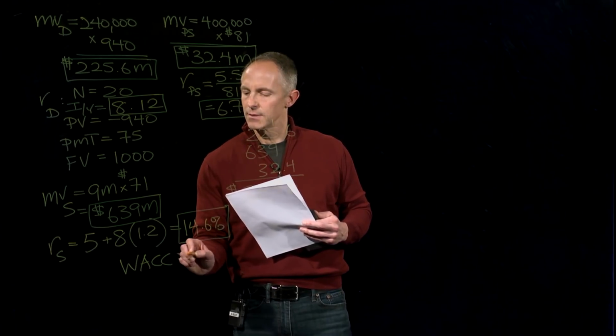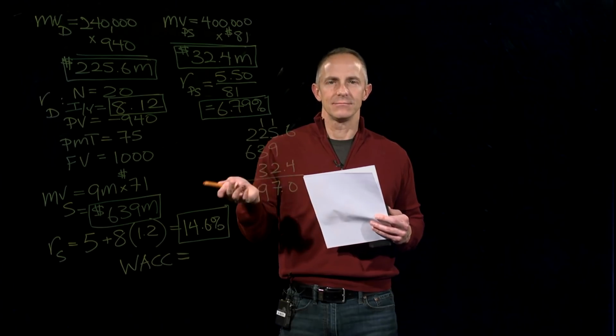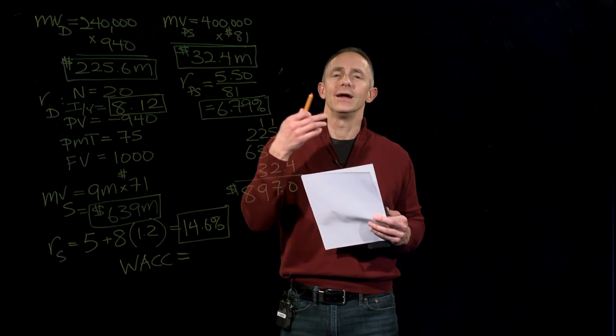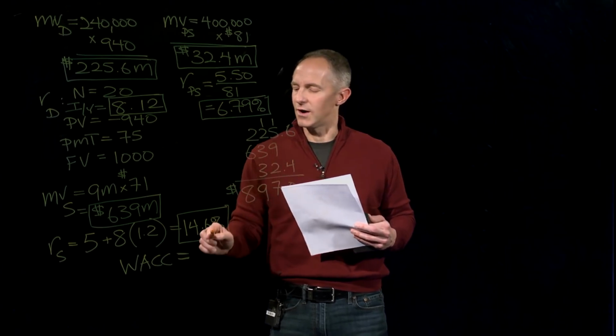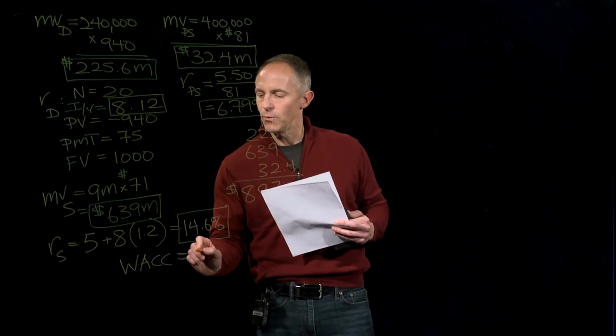So what we're going to do is take the weight of each piece of the capital structure and then multiply it by its attendant cost. So let's start with the debt, because that's where we started. The weight is going to be what?